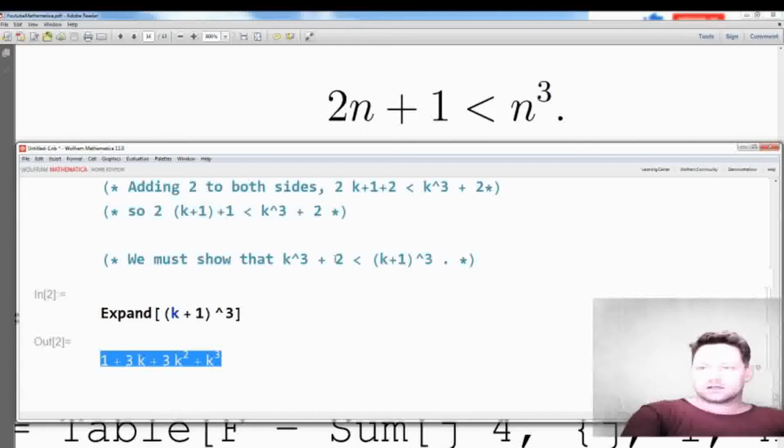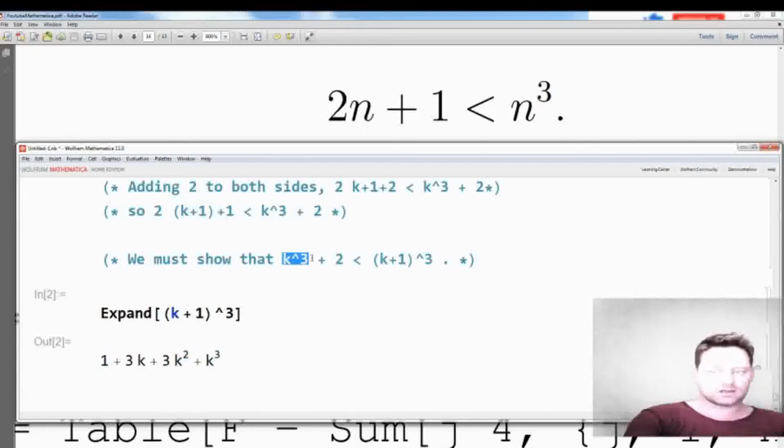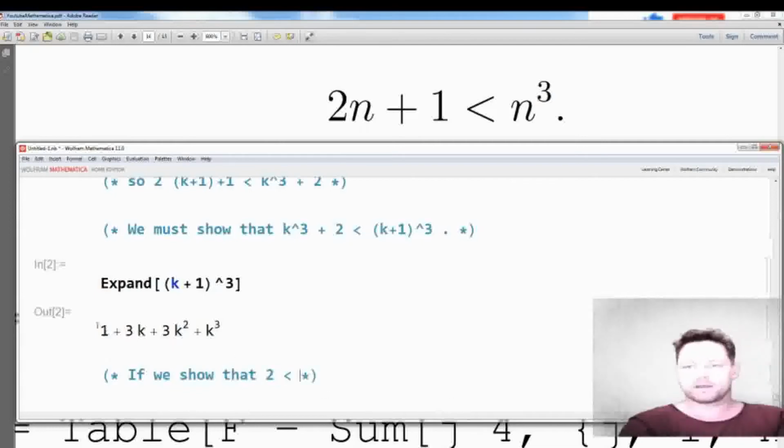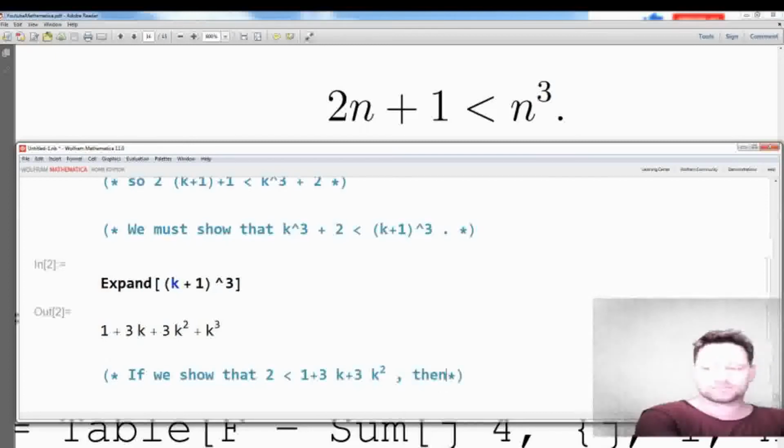All right, well, look, the k cubed matches this k cubed, right? So let's write another comment to ourselves. If we show that 2 is less than the rest of this expression, then we are done. Almost, right? You still have to write PMI, but you're mostly done.